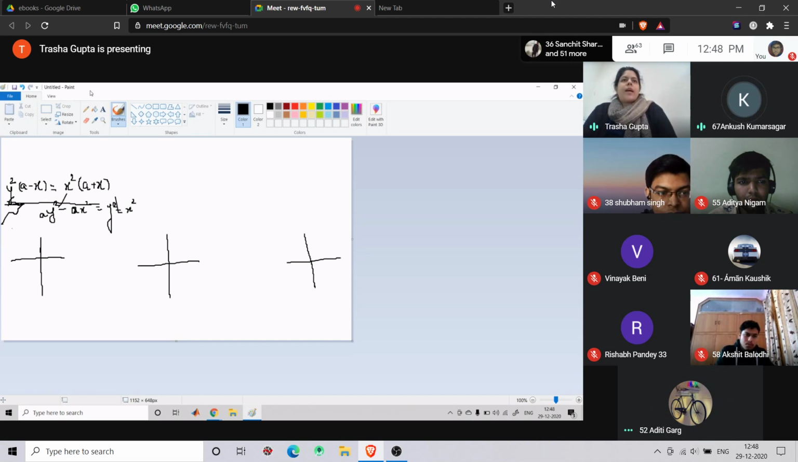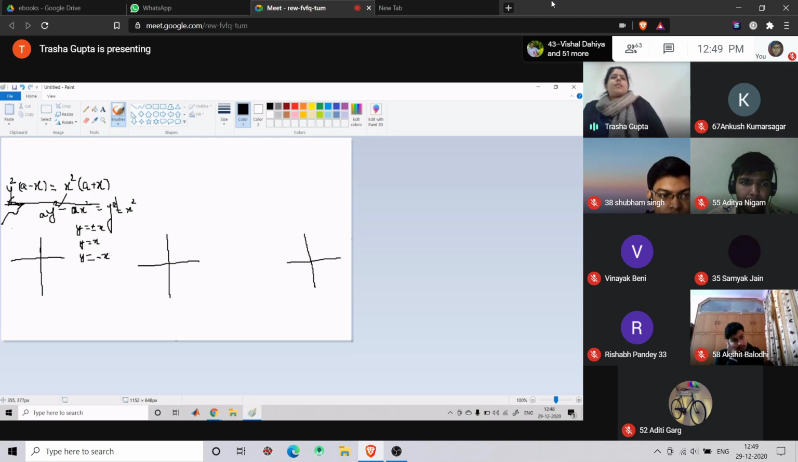So what are the two tangents that you can have here? y is equal to plus minus x, that is, y is equal to x and y is equal to minus x. So these are the two tangents, and these two tangents are real and distinct.